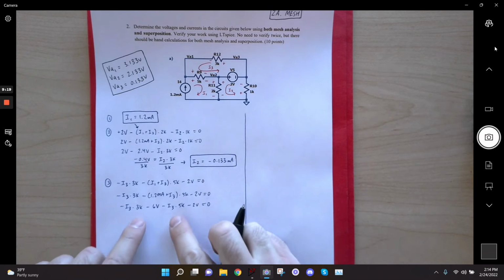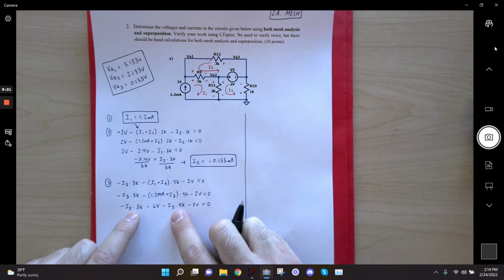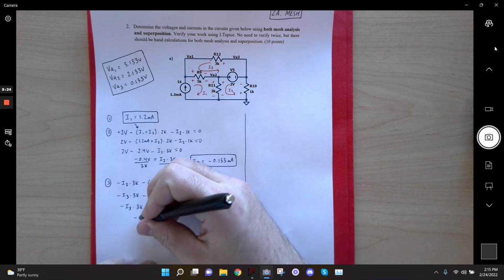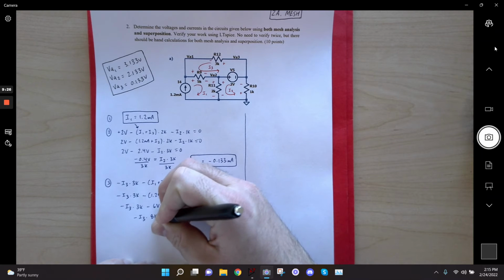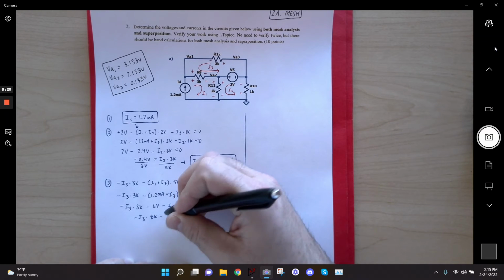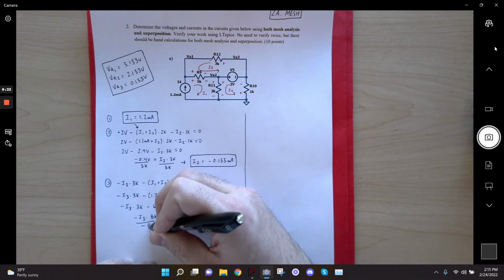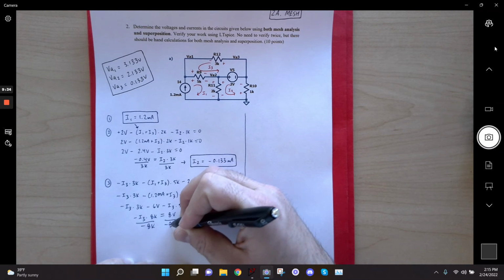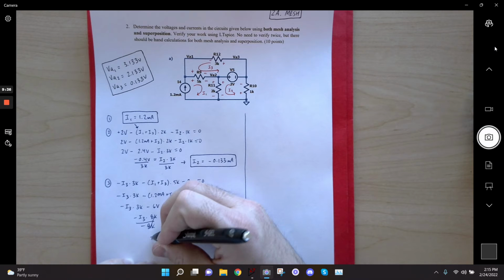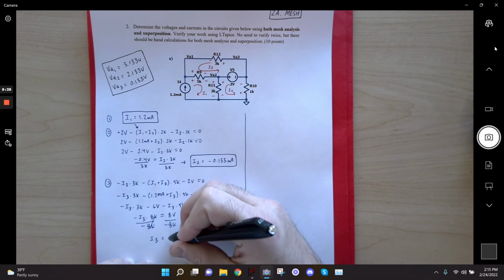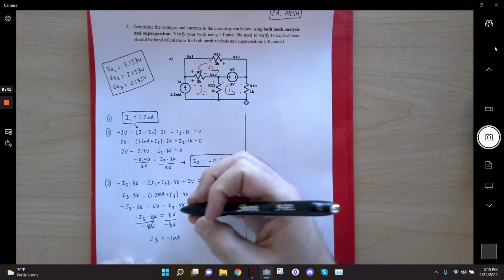I can group these like terms, right? I3, 3K, and 5K gives me a minus I3 times 8K. And then that's minus 8 volts, but I'll add it over to the other side, so I get equals 8 volts. Divide both sides by negative 8K. And that gives me that I3 is equal to negative 1 milliamp.